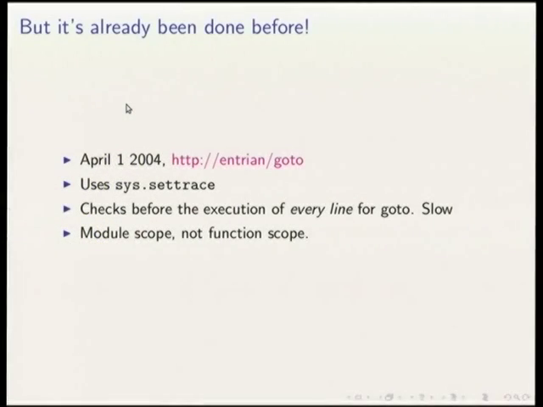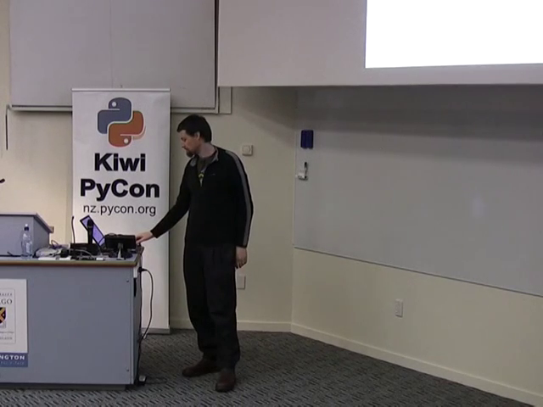It's already been done before, actually. Some guy wrote a Goto module in Python. Note the release date. It does actually work, but it's not really usable. It uses sys.settrace, and that is primarily designed for debugging Python, and it runs a little bit of code before every single line of your program. In his case, it was checking for whether there's a Goto or a label in there. Really slow, so not much good. And I thought, there's got to be a better way.